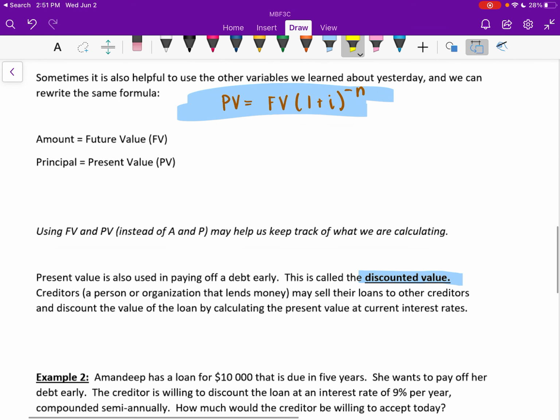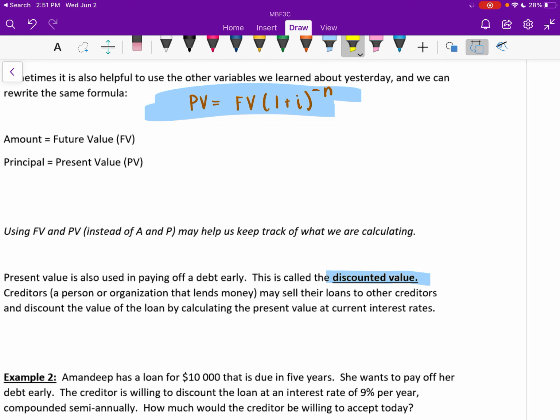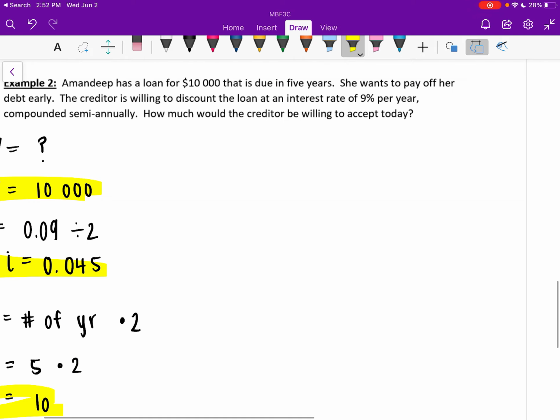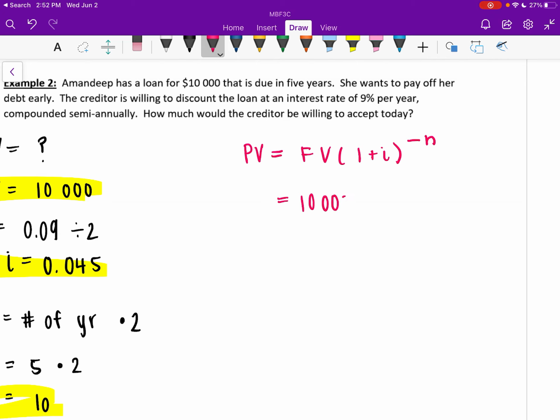I'm just going to put it back into this equation that I made up here. PV equals FV. Again, you could always write it as A. Doesn't matter, whatever you decide to write it as. So PV, which is the present value, is equal to the future value, 1 plus I to the power of negative N. And you need to make sure you write that negative in. So the future value is going to be $10,000 on this loan. 1 plus 0.045, negative 10.